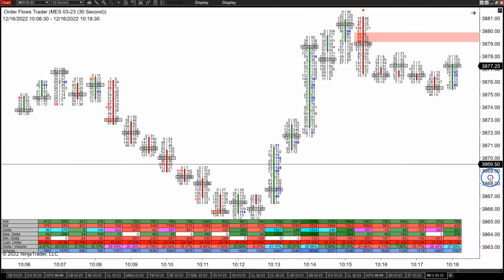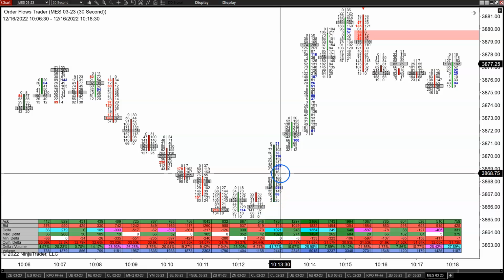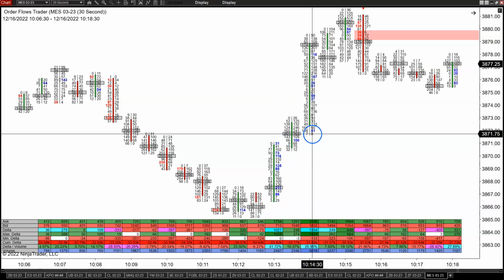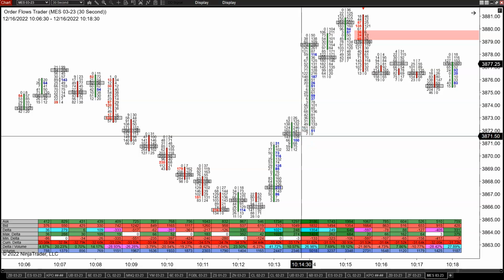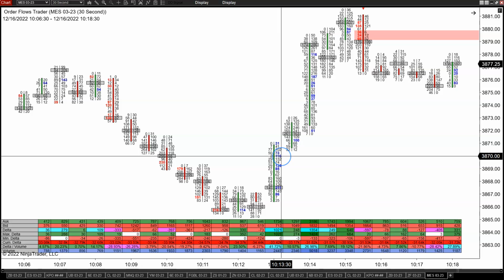Okay, and then we get this nice vertical move up here, hit a new swing low. You got 1, 2, 3, 4, 5, 6, 7 buying imbalances, and over the next 2 or 3 bars, it rallies up from the 71-ish area all the way up to the 81 area.